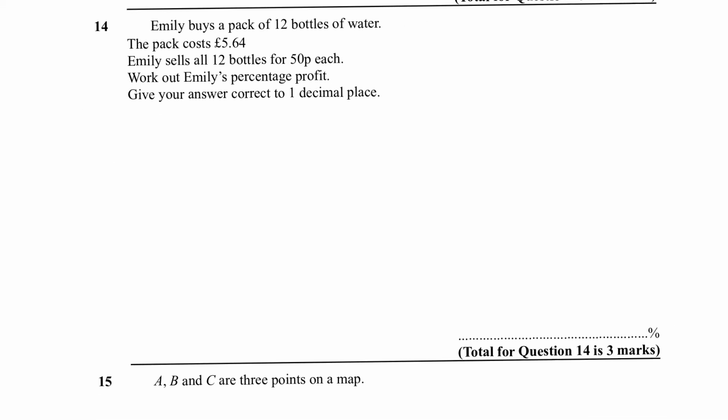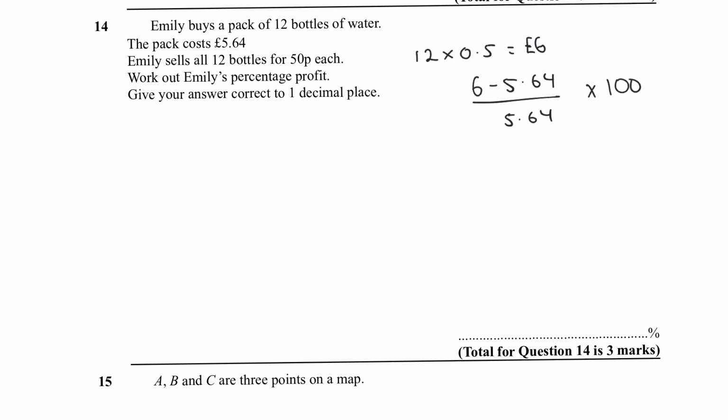And then question 14, Emily buys a pack of 12 bottles of water. The pack costs £5.64. And it says that she sells all 12 bottles for 50p each, so we have to work out her percentage profit. So, first things first, to work out how much she gains, it's going to be 12 times 50p, 0.5, which is £6. So that's how much she makes. So to work out her profit, we're going to do 6 take away 5.64 over 5.64, because that was her original value, times by 100.